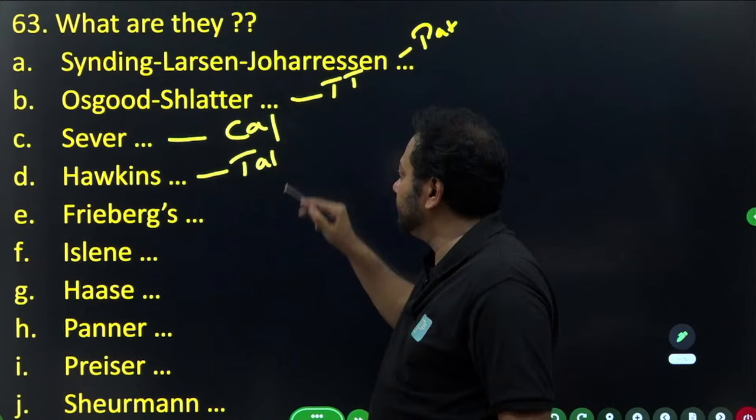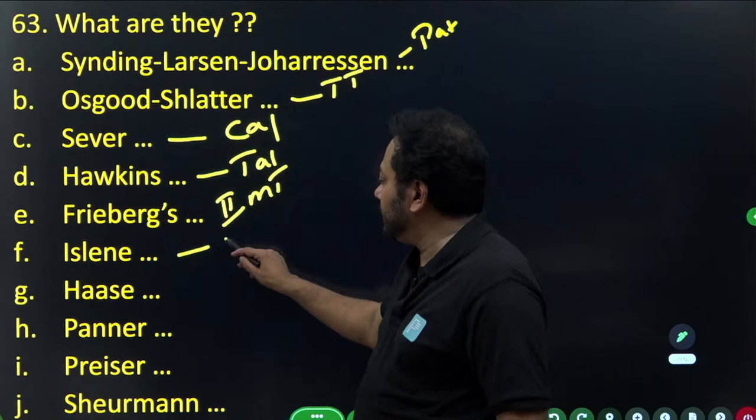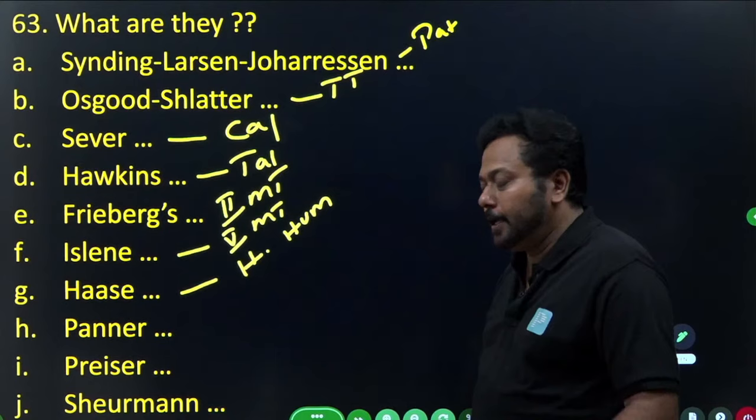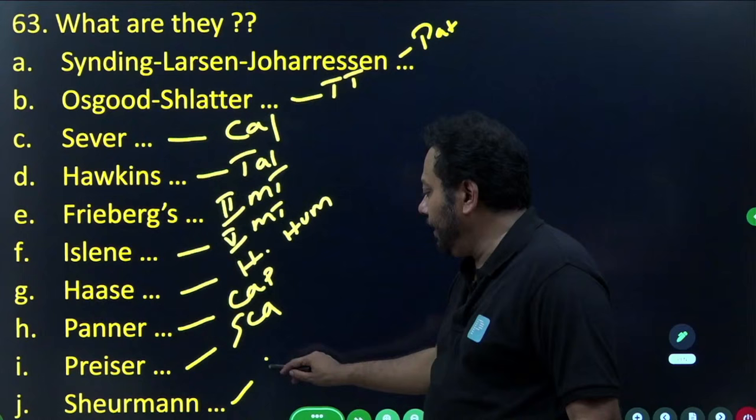Freiberg's disease is osteochondritis of the second metatarsal. Iselin's, I-S-L-E-N, is osteochondritis of the fifth metatarsal. Hass's is osteochondritis of the head of humerus. Panner's is osteochondritis of the capitulum. Preiser's is osteochondritis of the scaphoid. Scheuermann's is osteochondritis of the vertebral body.